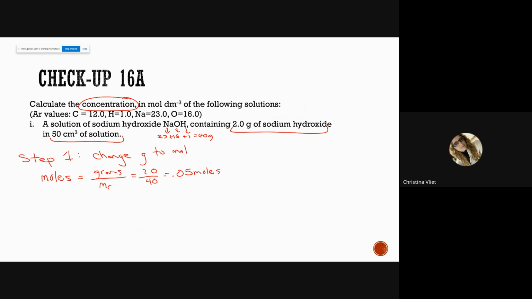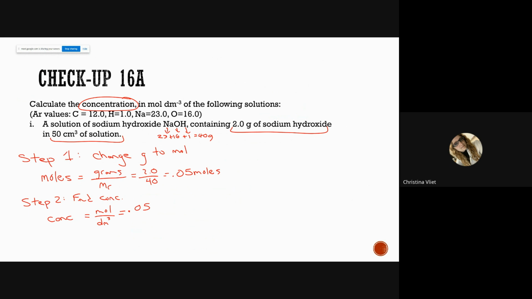Am I done? No. What do I now need to do? Step 2, find concentration. Concentration is defined as moles divided by volume in decimeters cubed. Write that down until you memorize it. And that is a formula, especially for the lab, that's all over the lab paper. How many moles do I have? 0.05. How many decimeters cubed do I have? 0.05. Perfect. That is the way you think about it.